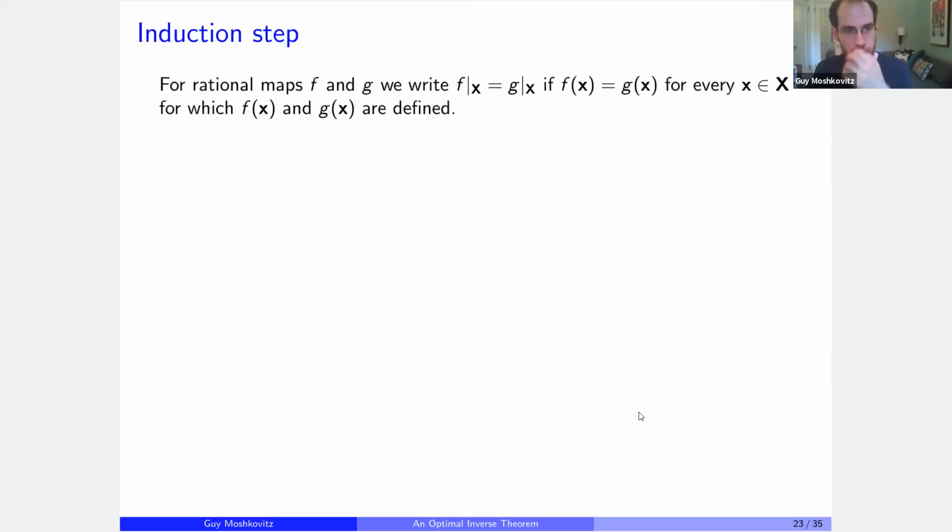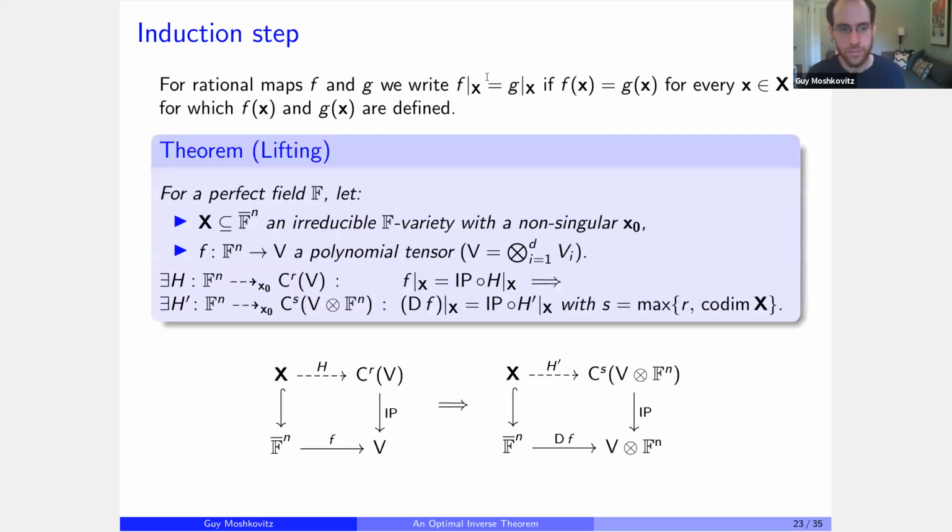Okay, so here's the core of it, the inductive step, the lifting theorem. And by the way, just a tiny piece of notation, whenever you have rational maps f and g, and maybe some variety x, then we will say that f and g agree on x if they return the same value for every point in the variety where they're both defined. Okay, so that's the notation.